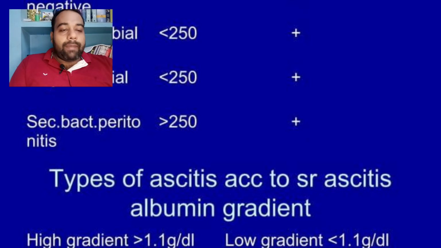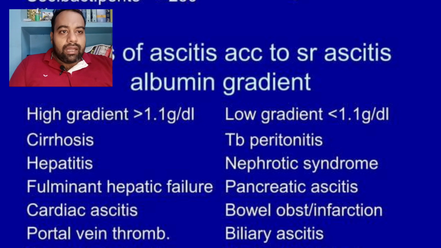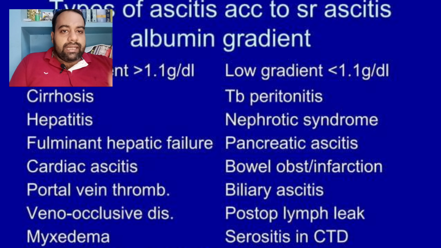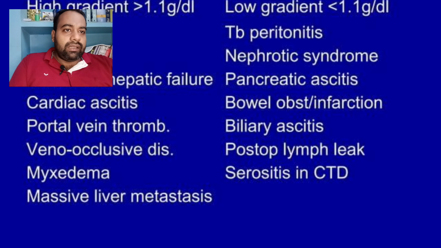Also there is secondary bacterial peritonitis, which is important for you to understand, where the PMN value is more than 250 and you might encounter more than one organism or a single organism. Now, the type of ascites according to the serum albumin gradient is either high gradient or low gradient. I'm not going into the details, but cirrhosis, hepatitis, cardiac ascites, and portal vein thrombosis are the high gradient ones, and the rest of the things are the low gradient ones.